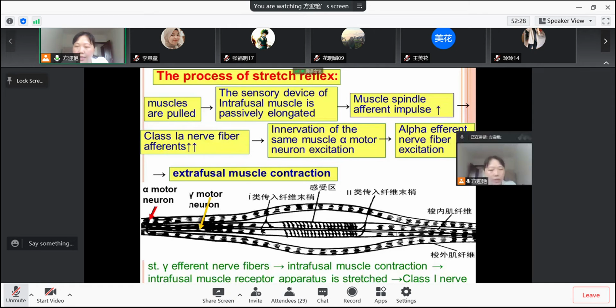Okay, and you understand? Because it can lead to intrafusal muscle contraction, and also lead to the muscle spindle being excited. So here, the gamma efferent nerve fiber being excited can increase muscle spindle sensitivity. It also means that the muscle spindles are easily excited, which easily leads to the mechanism becoming the spindle's electrical activities. Okay, understand?